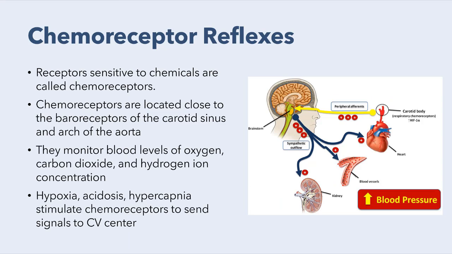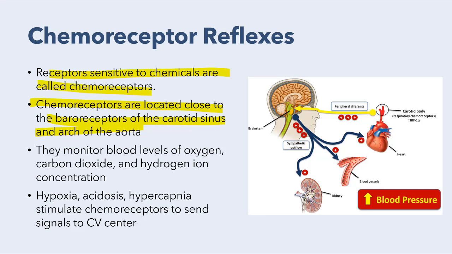We also have receptors that respond to changes in chemical composition. For example, they pick up changes in the amount of oxygen, in the amount of carbon dioxide, also in the amount of H+, how acidic the blood is. There are certain things that contribute to the activation of these receptors. These receptors are constantly monitoring these chemicals, and these chemoreceptors are found close to the baroreceptors where we discussed their location.